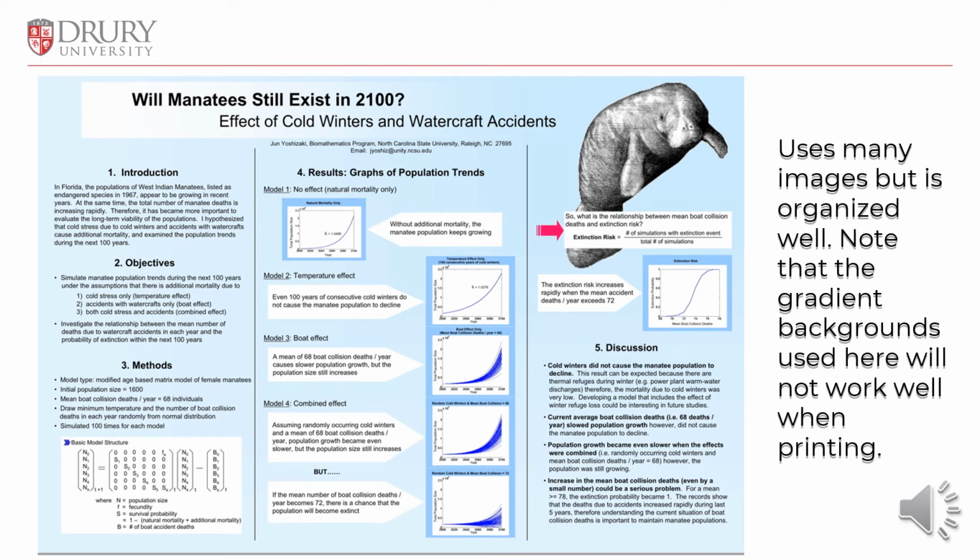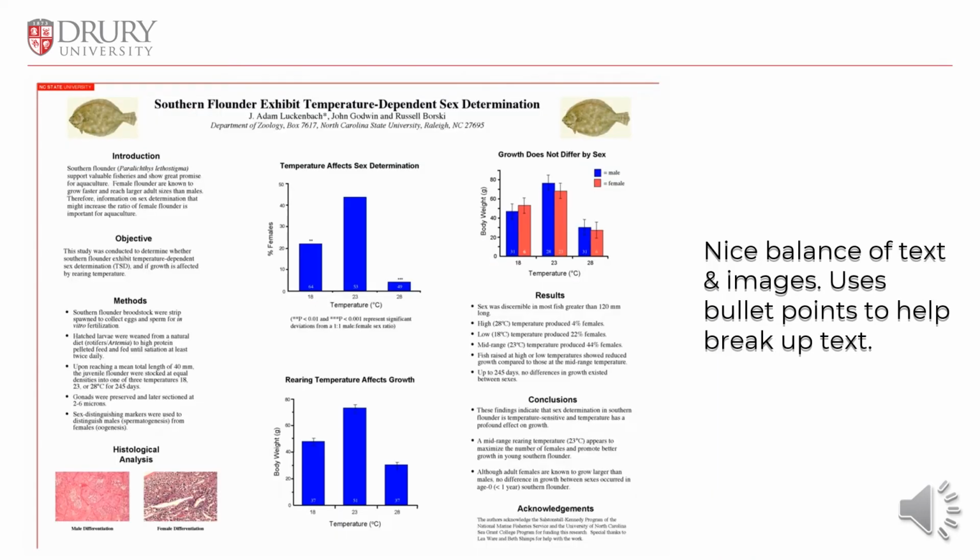This one is nice. It does use that gradient background, which is going to look different from computer screen to printing, so please do not do that. It does have quite a few images, but I think the way that they've balanced it and laid it out with those clear lines between those columns, it helps out a lot. This one again has a nice balance of pictures, charts, along with their text.